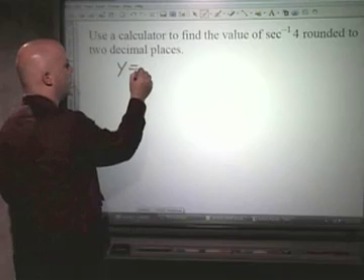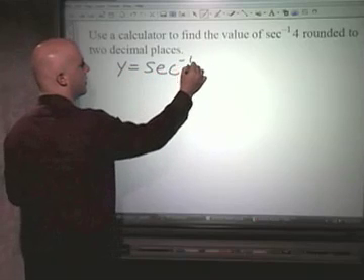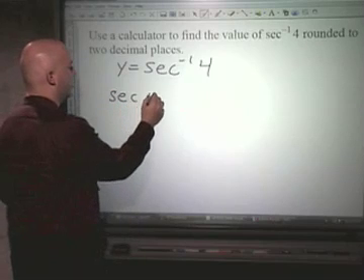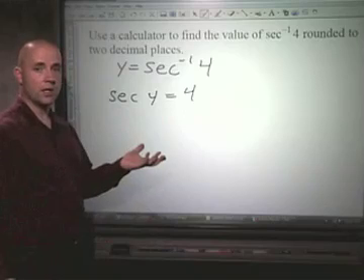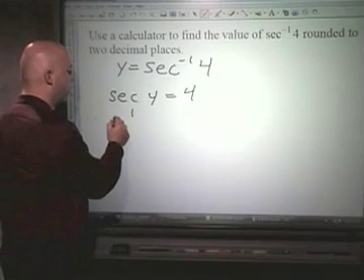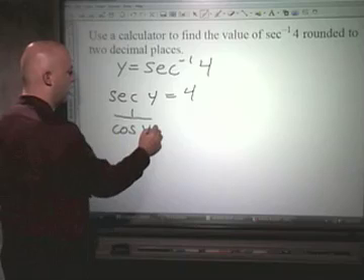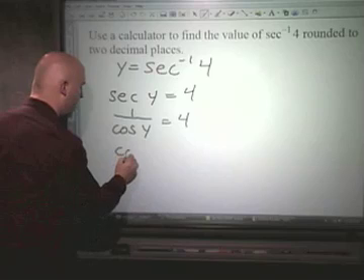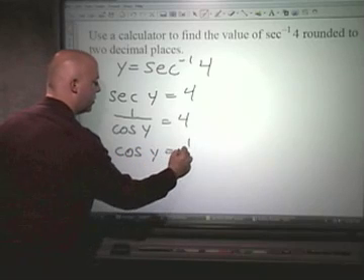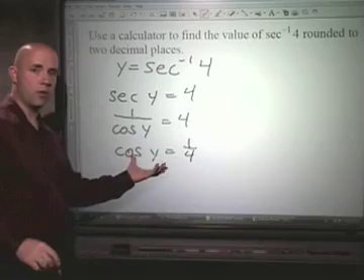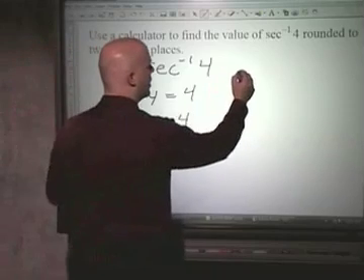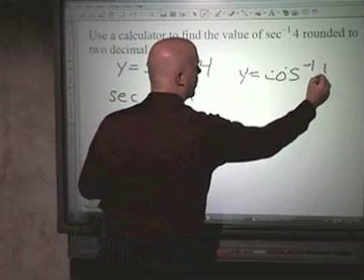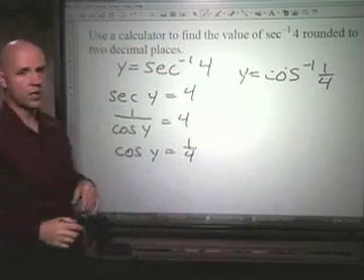So we have to do a little bit of work first. If we let y equal the secant inverse of 4, we can write an equivalent equation as secant of y is equal to 4. Now recall that secant is 1 over cosine, so we can write 1 over cosine y is equal to 4. If we take the reciprocal of both sides, we'll get cosine of y is equal to 1/4. Now here we can rewrite this equation involving an inverse cosine. We'll get y is equal to cosine inverse of 1/4. And we do have an inverse cosine feature on our calculator.